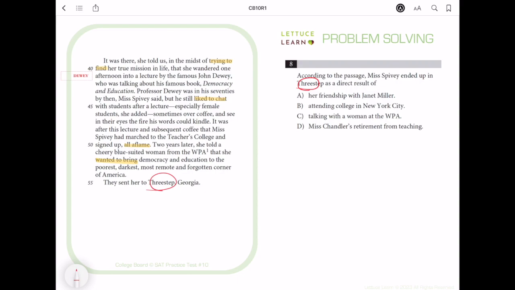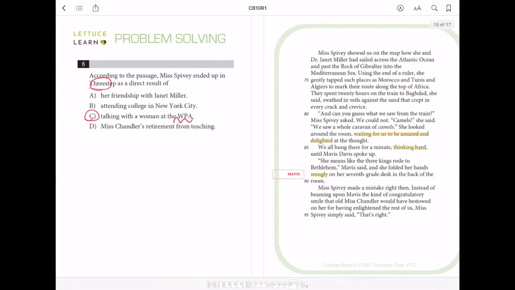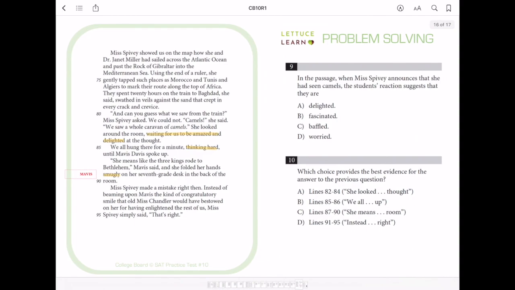But right before line 55, we see she wanted to do something, which definitely sounds like a potential direct cause. And we can easily notice that that part mentions the WPA. Hence, even though we may not know what she wanted to do, and frankly don't care, we can pick the correct answer because it should be mentioning the WPA. Moving on. Final questions number 9 and 10.